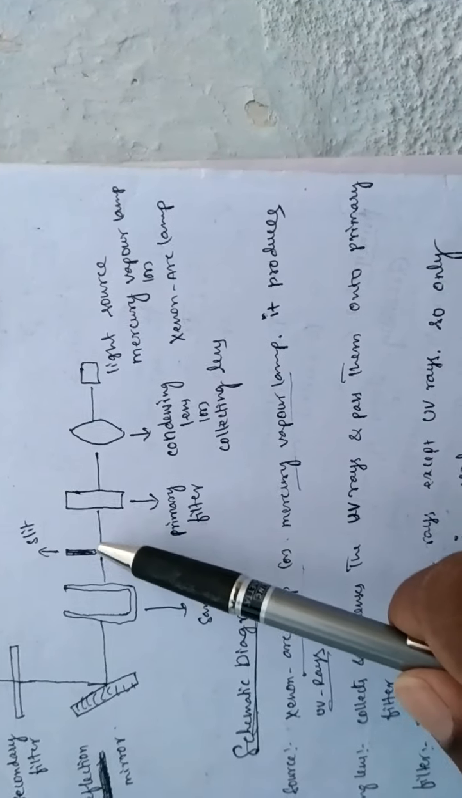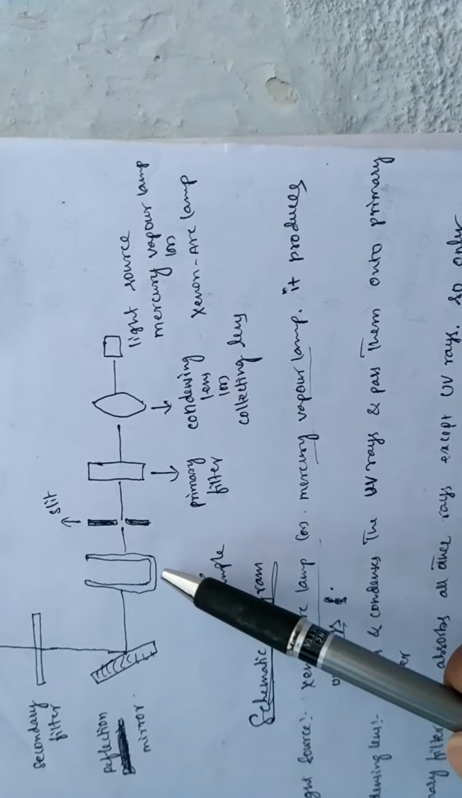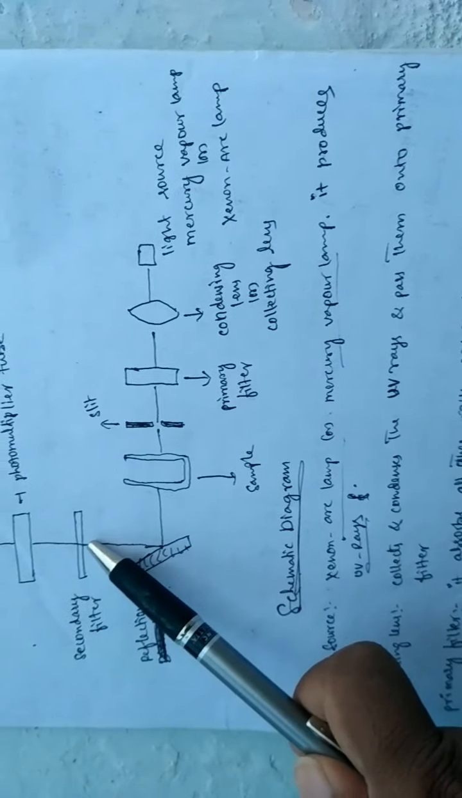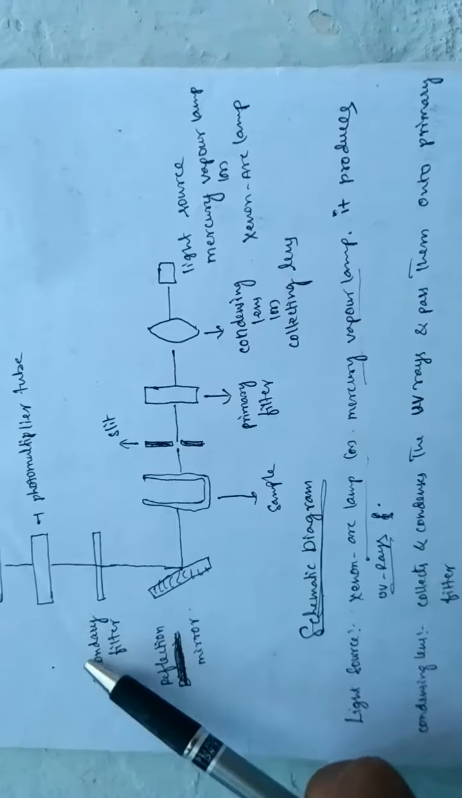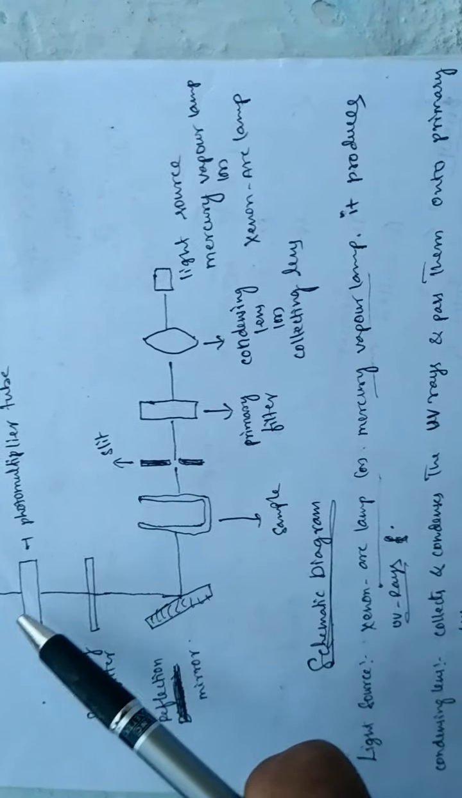Coming to the slit, by which the monochromatic beam is passed onto the sample holder. The sample holder holds the sample to be detected. Next, the reflection mirror reflects the beam coming from the sample holder towards the secondary filter. And this is very important. This secondary filter absorbs the UV rays and allows the fluorescence rays towards the photomultiplier tube.